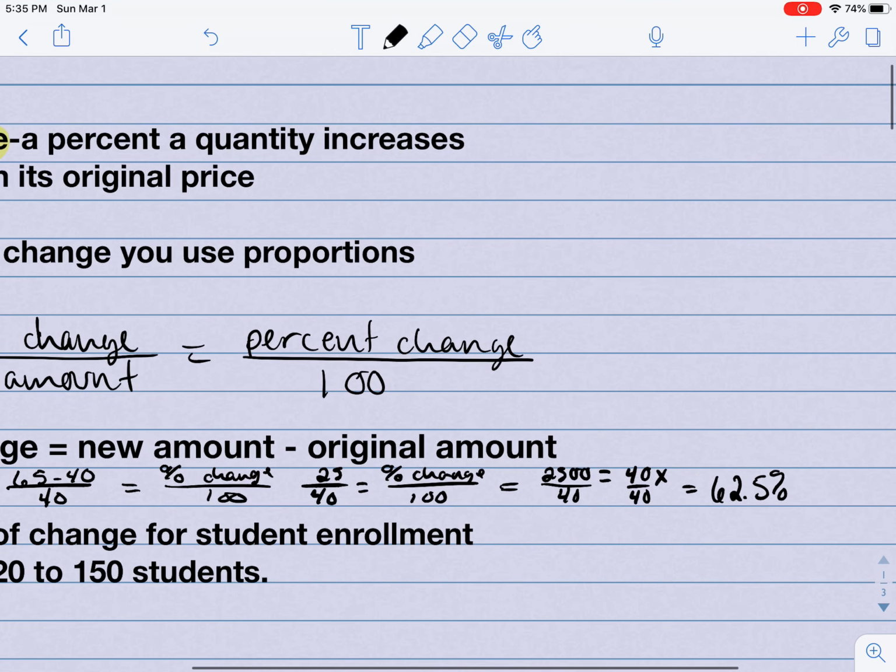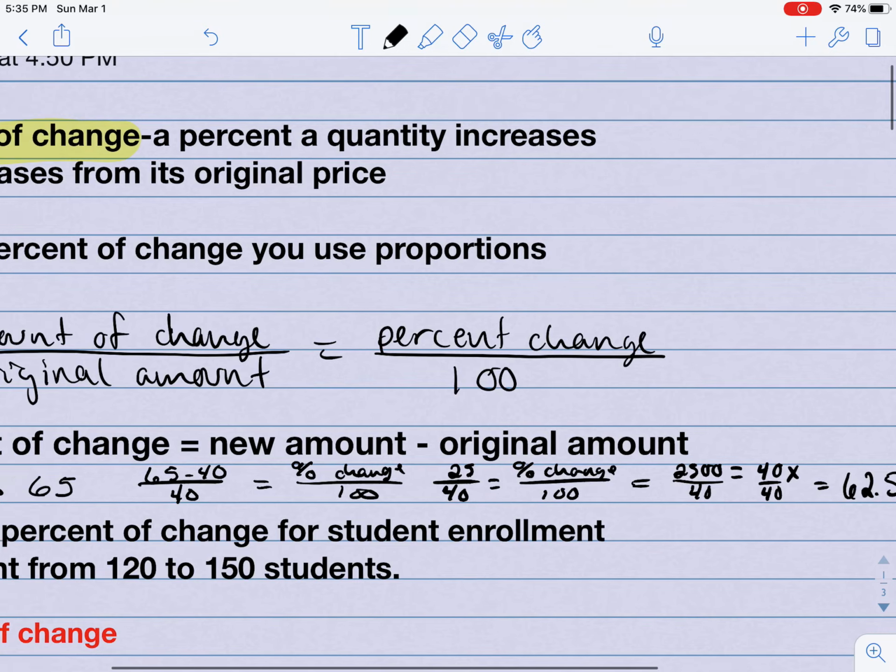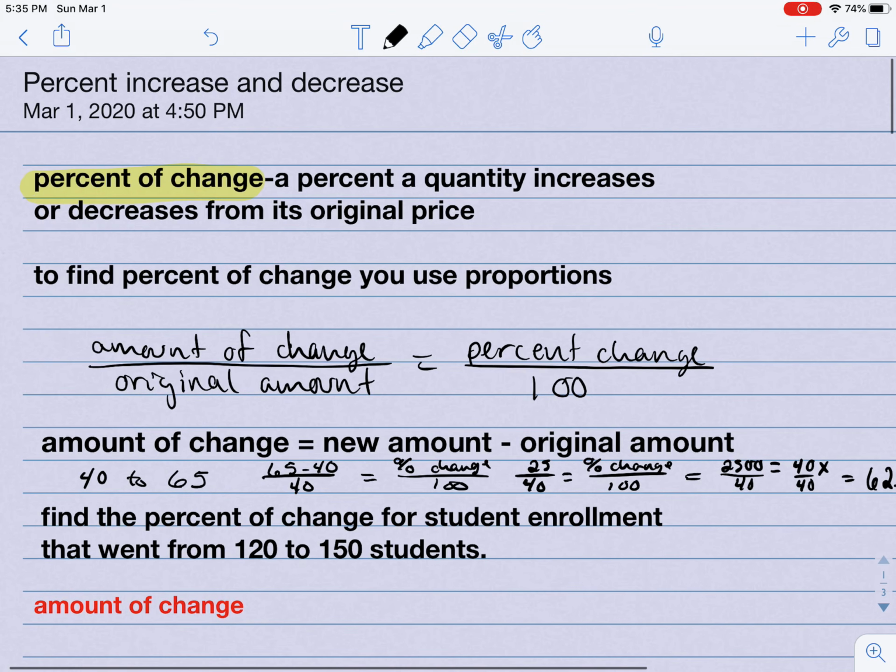And just to know that it's increasing, I'm going to draw an arrow going up. Okay. And so that's how you find the percent of change, and then just note whether it's increasing or decreasing. So its original amount was 40 to 65. So the change was greater than the original, telling us that was an increase.